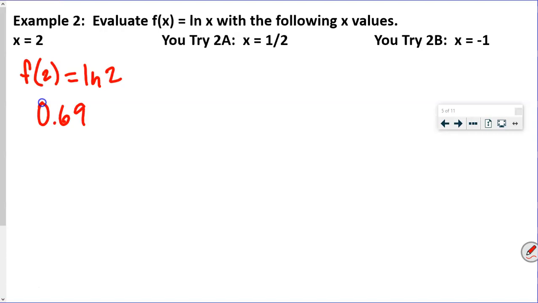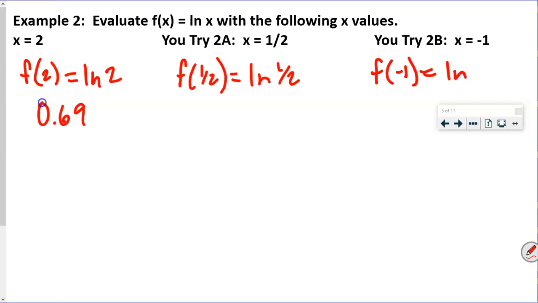Then I'd like you guys to go ahead and do the ln of 1/2 and the ln of -1. So we're going to do f of 1/2 here, that's going to be the ln of 1/2. And you're also going to do f of -1 here, so I want you to do the ln of -1. When you did the ln of 1/2, you should have got -0.69, right? So it's a negative that time.